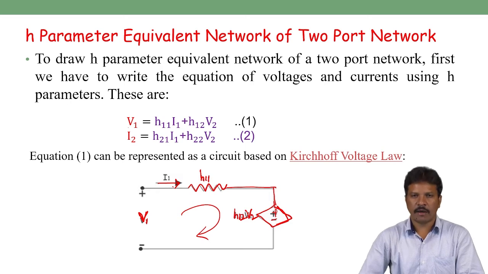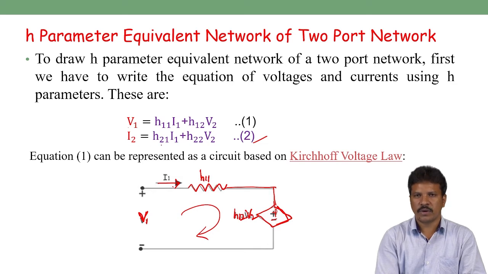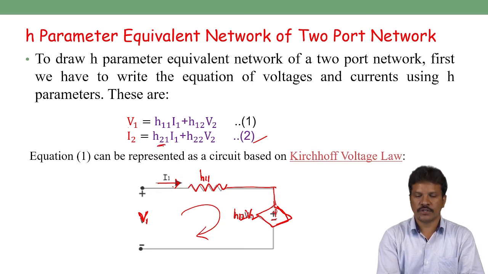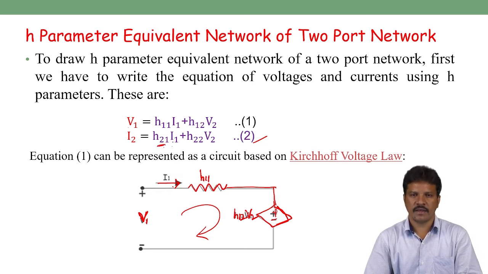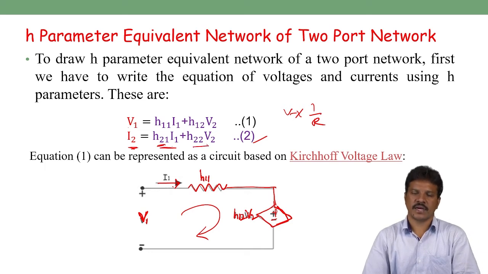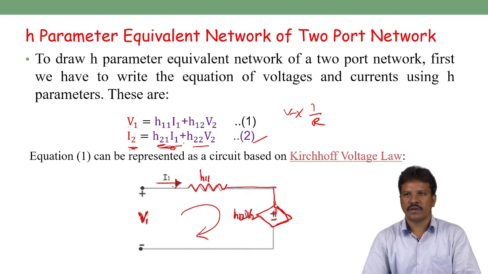Similarly, we can draw the equivalent diagram for the second equation. It looks like I2 is equal to H21 I1 plus H22 V2. H21 is the forward current gain, with no units, multiplied by current, which is nothing but current, plus H22, the admittance. Multiplying by admittance, 1 by R, V by R, is nothing but current. So the total source current is equal to the sum of individual currents, current sources.